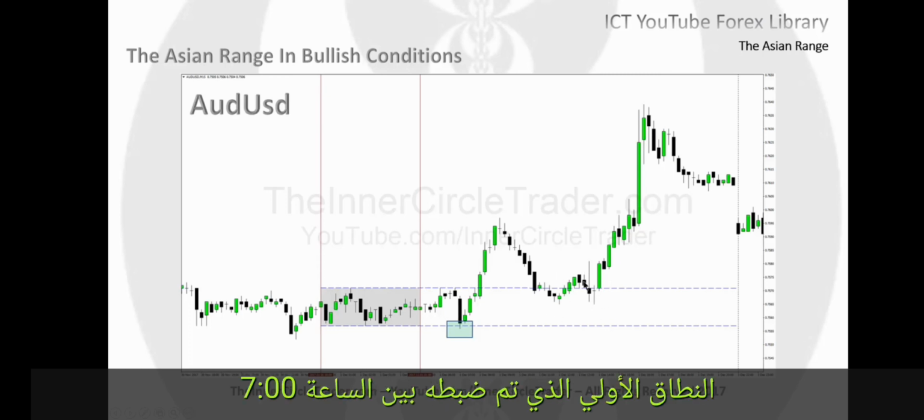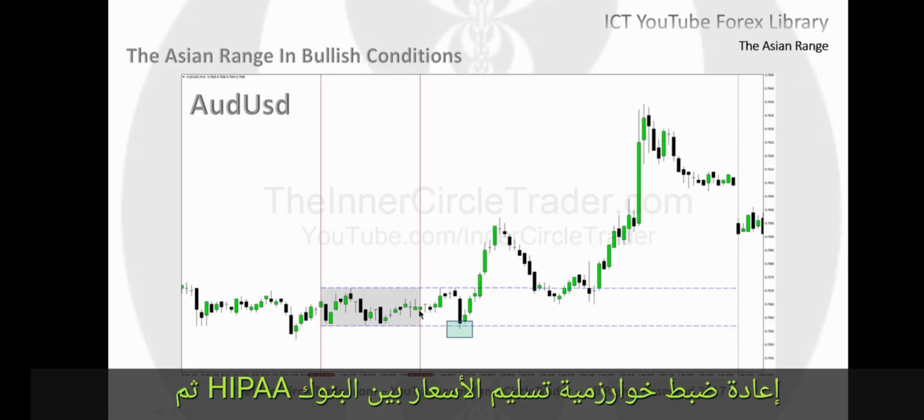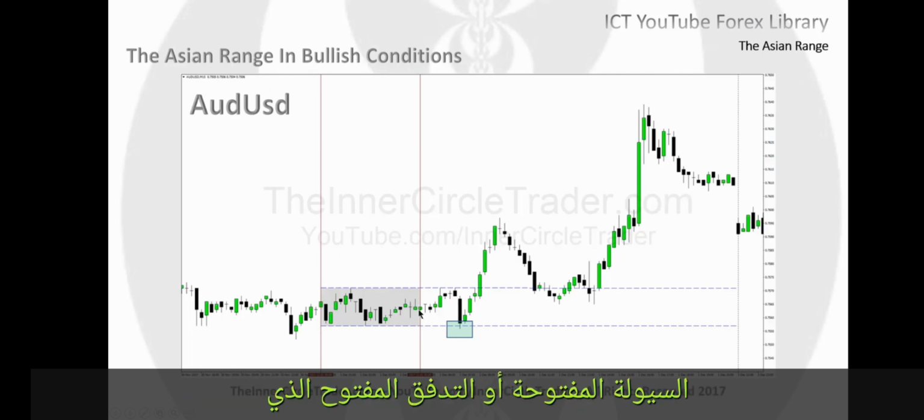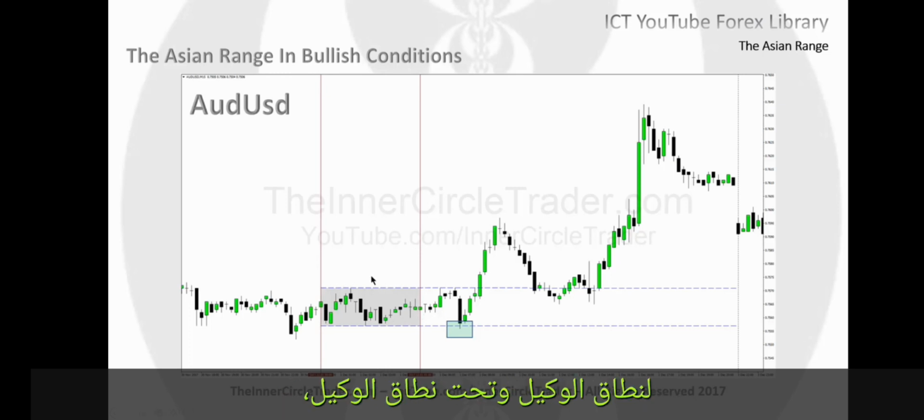Because the initial range that was set between 7 p.m. and midnight is when IPDA, the interbank price delivery algorithm, resets. And then it attacks open liquidity, or the open float, which would be the orders above the Asian range and below the Asian range.